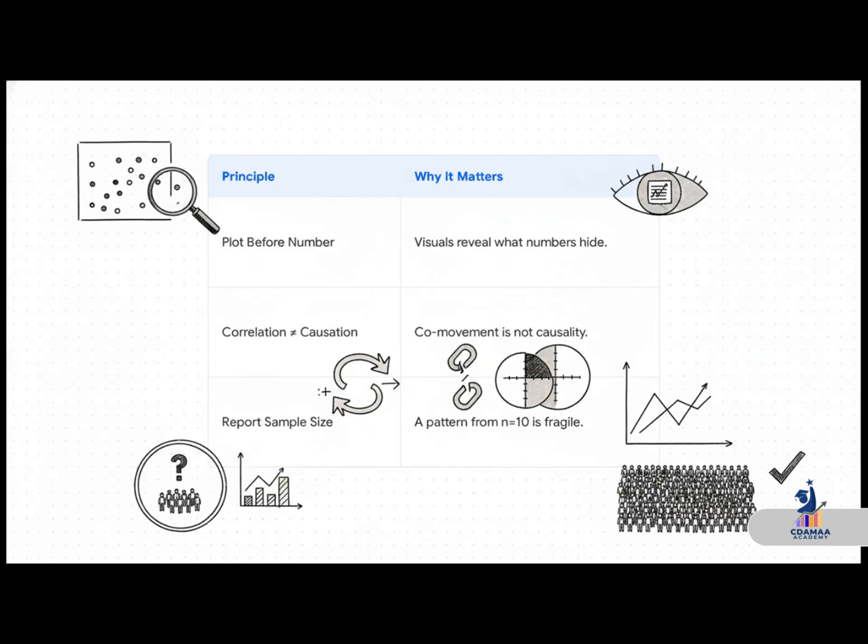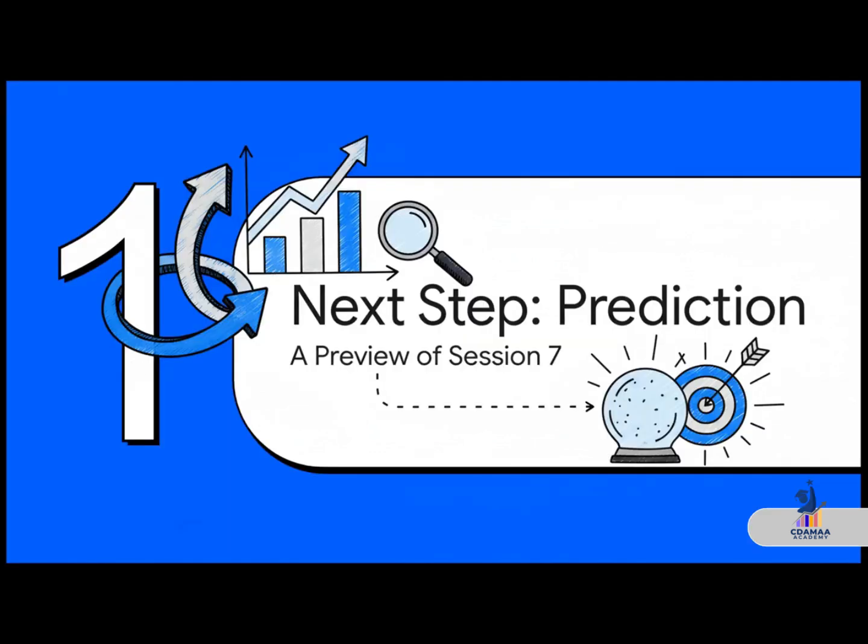So this all boils down to 3, let's call them the 3 non-negotiables. 1, plot before number. Use your eyes first. 2, correlation does not equal causation. Watch your words. And 3, report your sample size. A strong pattern with only 10 people is a lot less convincing than the same pattern with 1,000 people. Context matters.